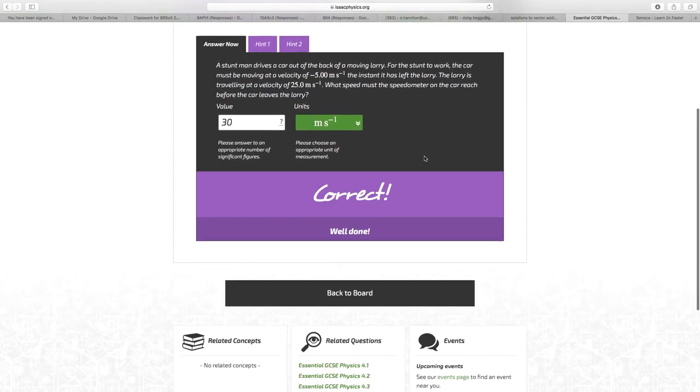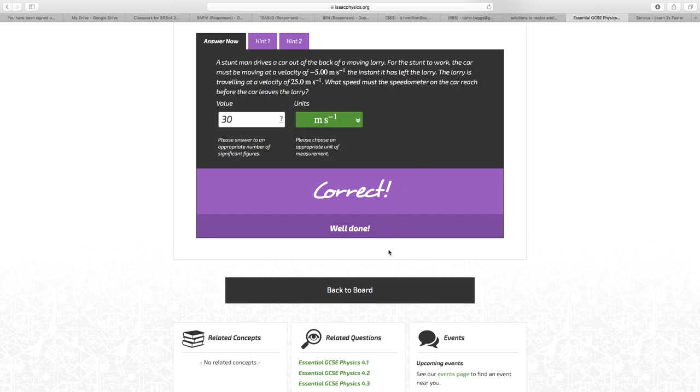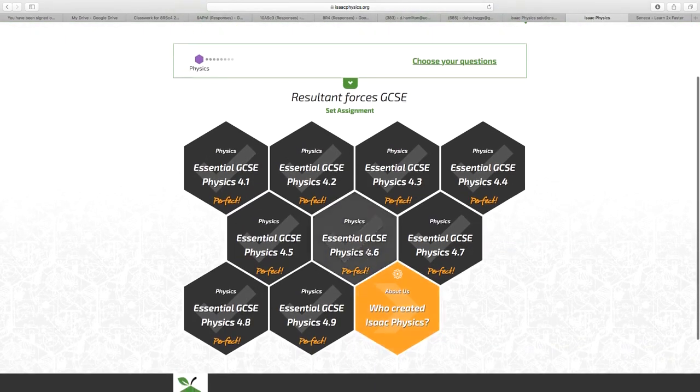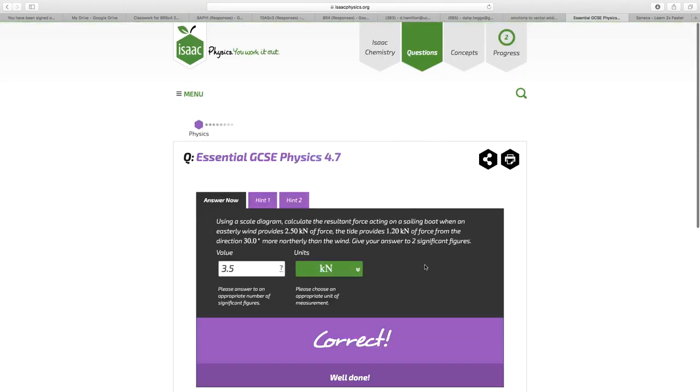That question, not so easy to get right, mainly because of getting your head around what the picture looks like. The numbers aren't very difficult. So we're on 4.7 now, I think. Using a scale diagram, calculate the resultant force acting on a sailing boat. There's an easterly wind, that is a wind from the east, 2.50 kilonewtons, note the 3 sig figs. The tide provides 1.20 kilonewtons from a direction 30 degrees more northerly than the wind. Give the answer to 2 sig figs.